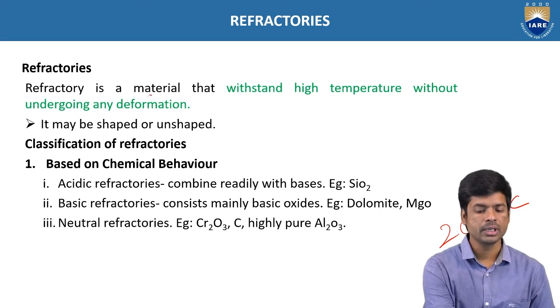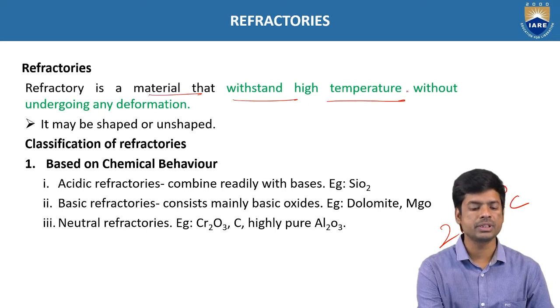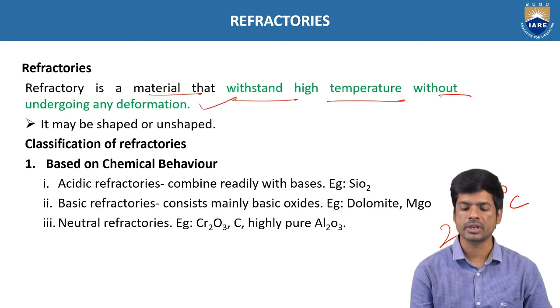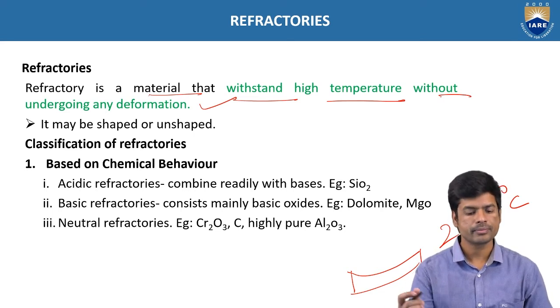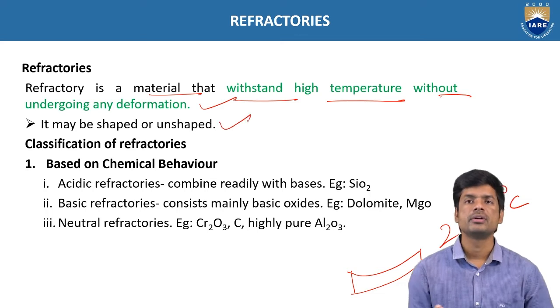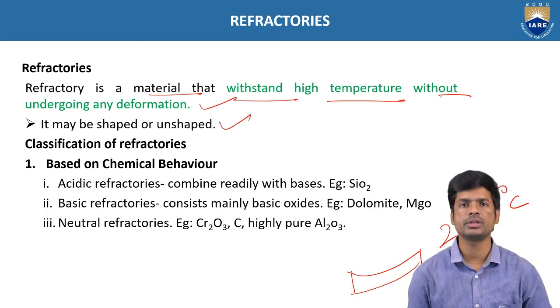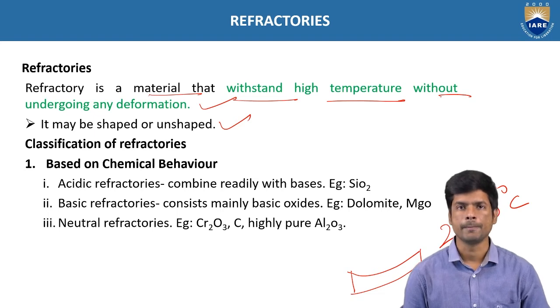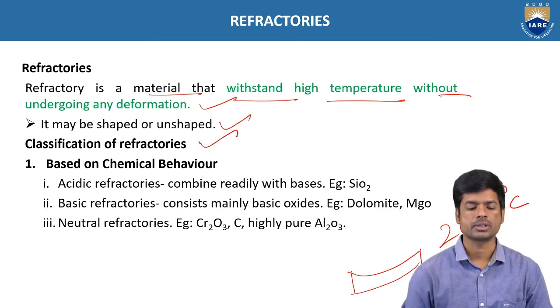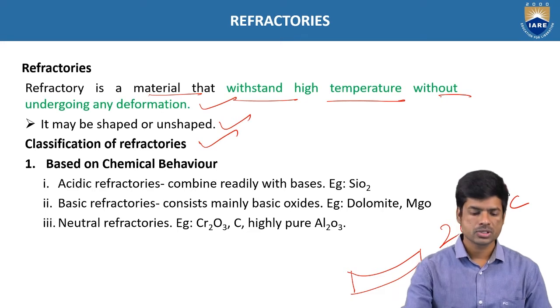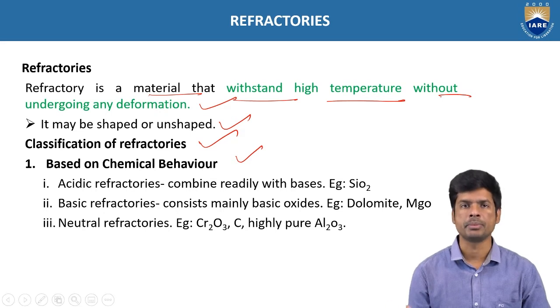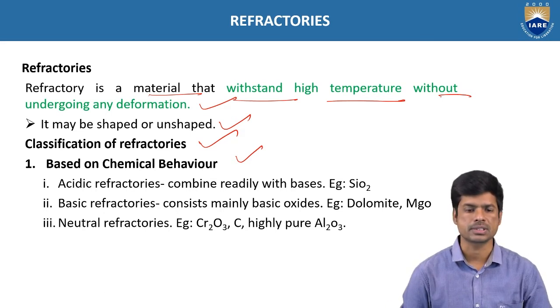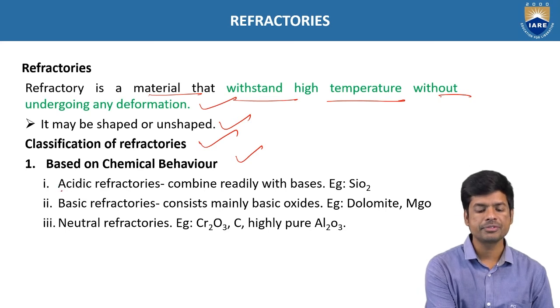It is a material that withstands high temperature without undergoing any deformation. It means we are not going to get any sagging or any failures in the material if you apply high temperatures also. And it may be shaped or unshaped. The shape of the refractories we can change or we can use directly into a definite shape also. And coming to the classification of refractories, based on the chemical behavior, how they are going to behave when you apply different chemicals or different temperatures, the first one is acidic refractories.